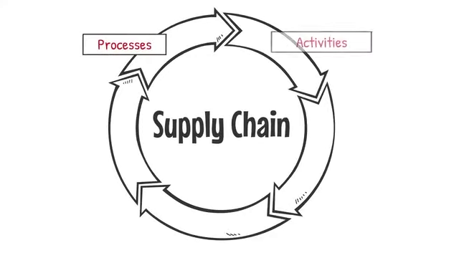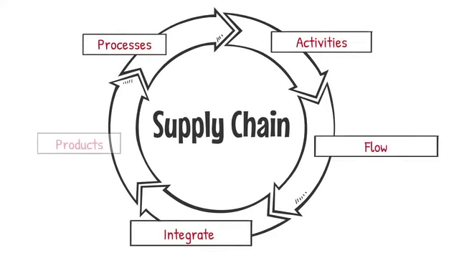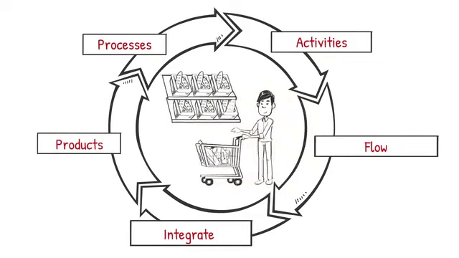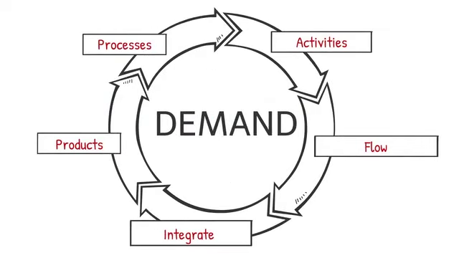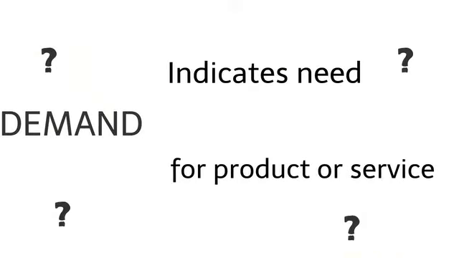A supply chain is a series of processes and activities that flow across a range of different businesses and integrate to produce and distribute products and services for consumers. And these supply chains exist only because of customer demand. And what is demand? Simply put, it indicates the need for a product or service.